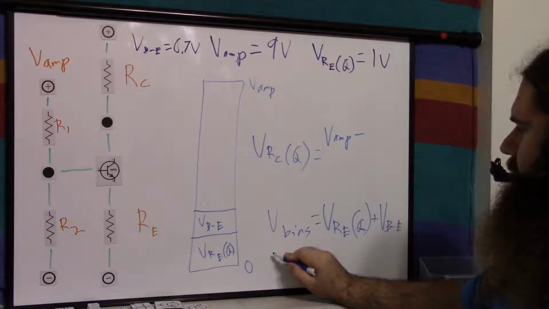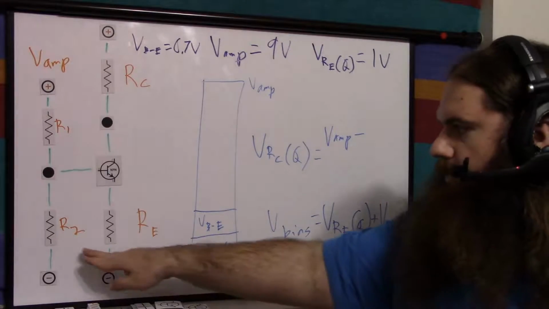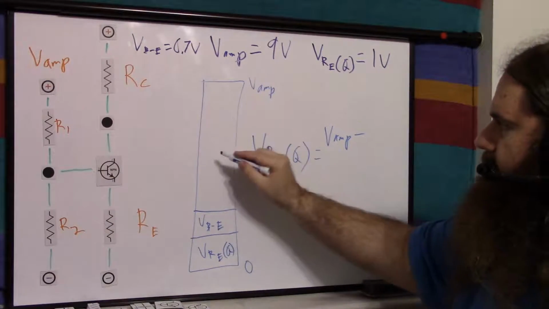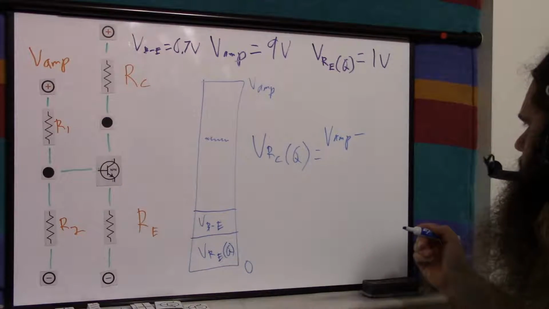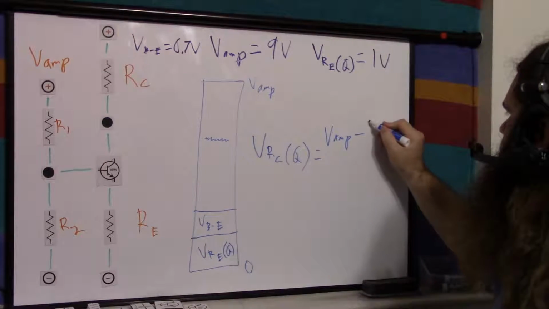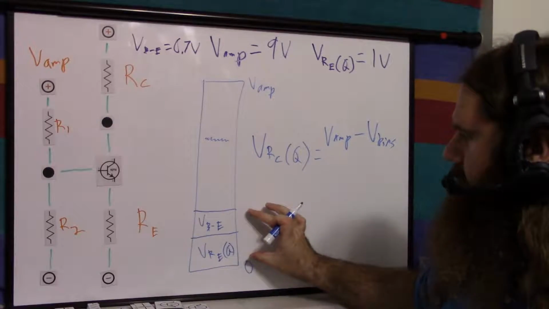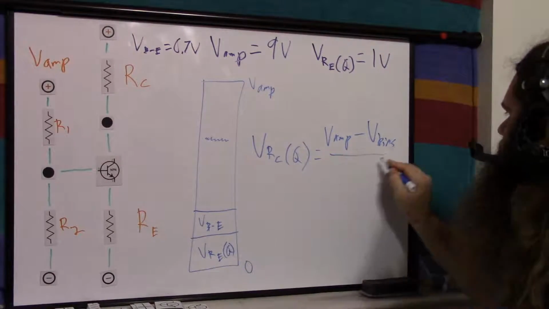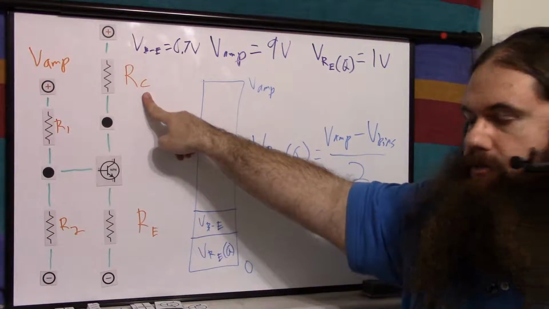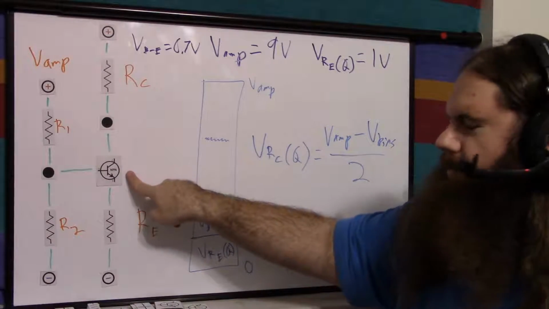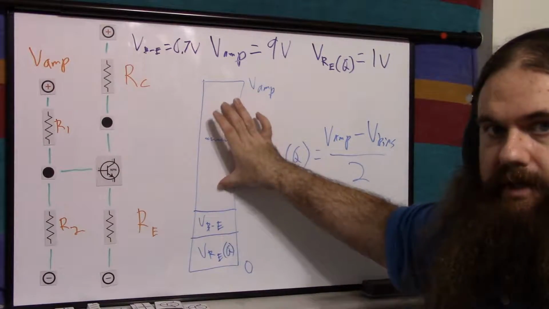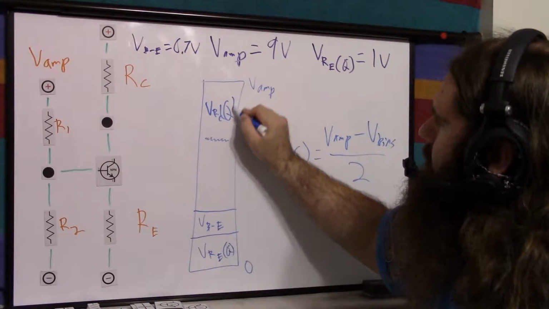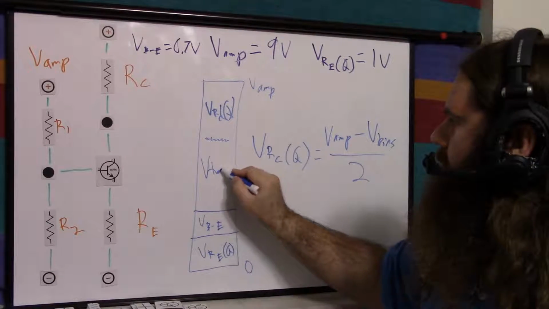So V bias equals V of R2, if we want to say it that way. So this is the bias voltage. But the quiescent collector voltage, we want this spot right here in the middle. It's the total voltage we have minus V bias, because the bias is taking away from the total voltage we have. So this minus this is this over 2. So we want this resistor to be dropping half of this and this transistor to be dropping half of this. So this here would be V of RC quiescent, and this would be the voltage across the transistor.